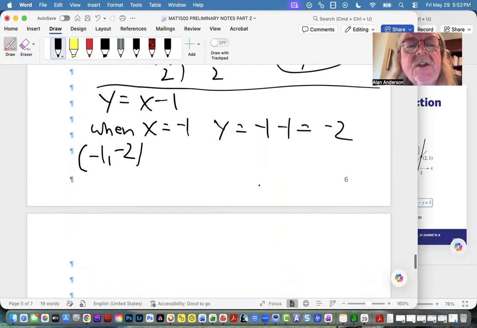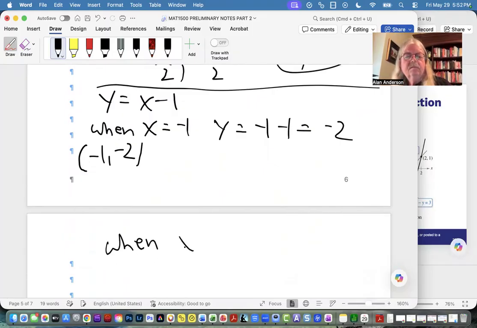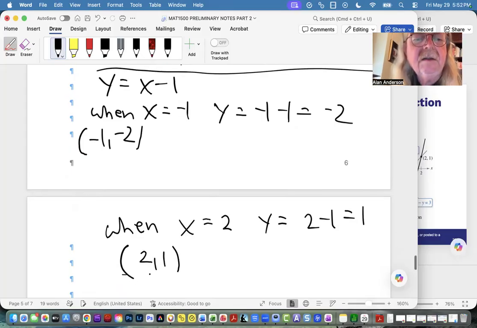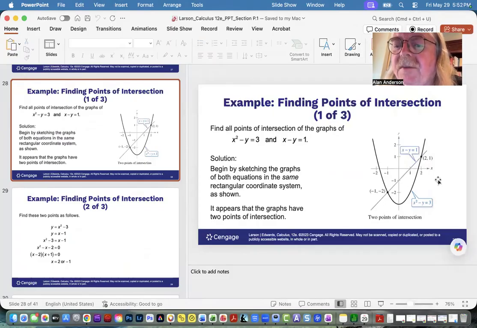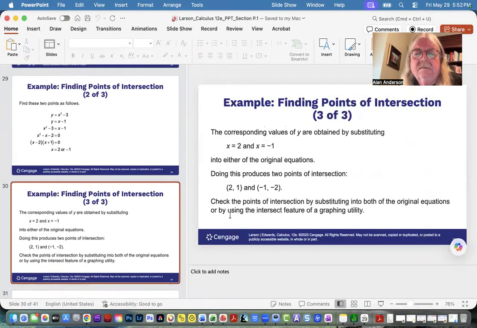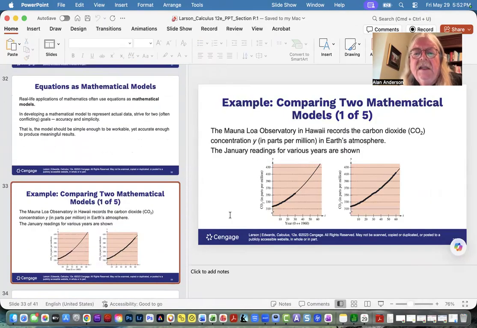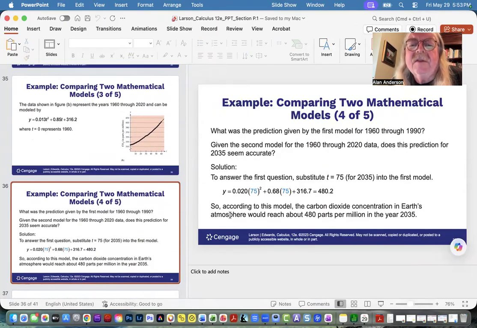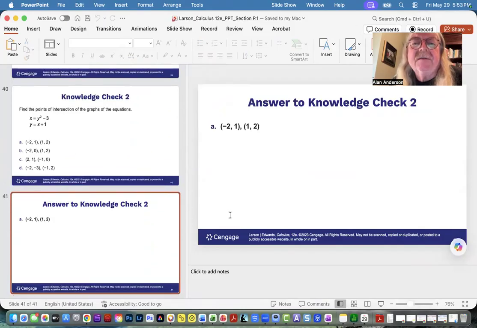And then when x equals 2, so the other point that we need is 2 comma 1. Okay, and so that's the other point of intersection between the two. There you go. Now, here they're briefly introducing some mathematical models. I think we can skip over this and jump ahead into the next section.